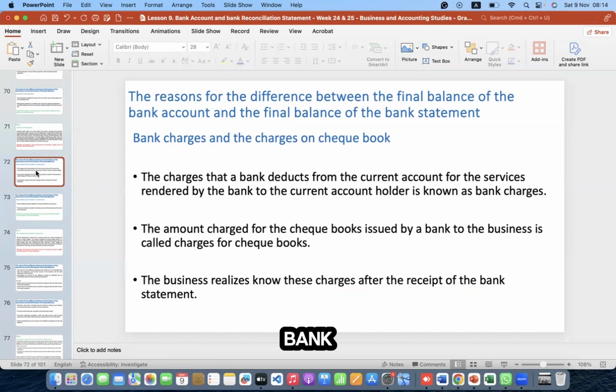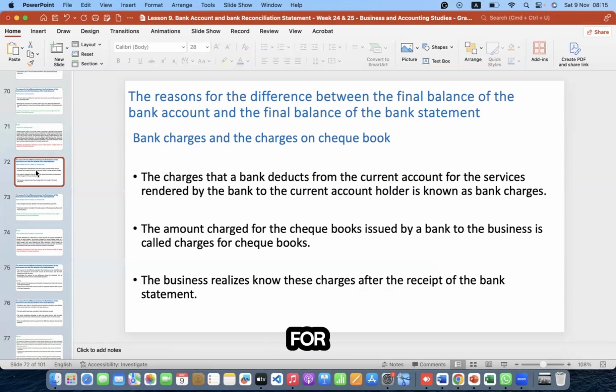The charges that the bank deducts from the current account for the services rendered by the bank to the current account holder are known as the bank charges. So that is the very formal definition.